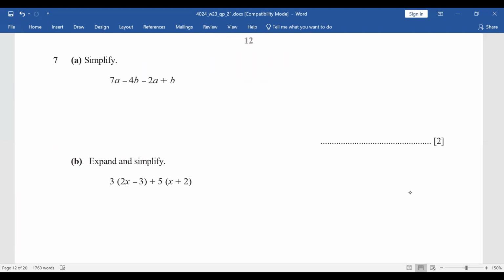Next question, simplify 7a minus 4b minus 2a plus b. 7a minus 2a is 5a and minus 4b plus b is minus 3b. Expand and simplify. 3 2s are 6, x minus 3 3s are 9 plus 5x plus 5 2s are 10. 6x plus 5x is 11x, minus 9 plus 10 is just 1.